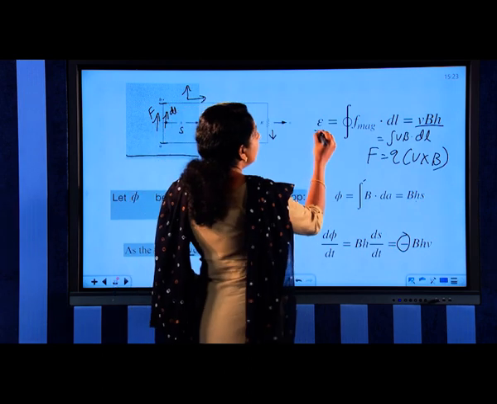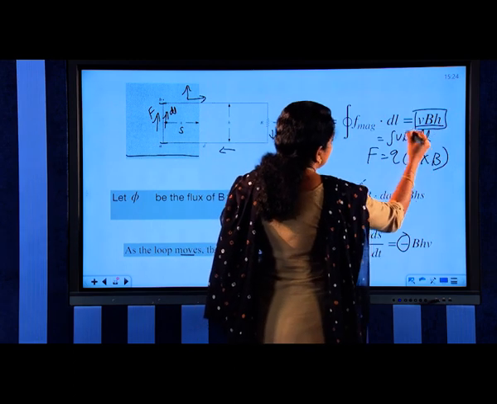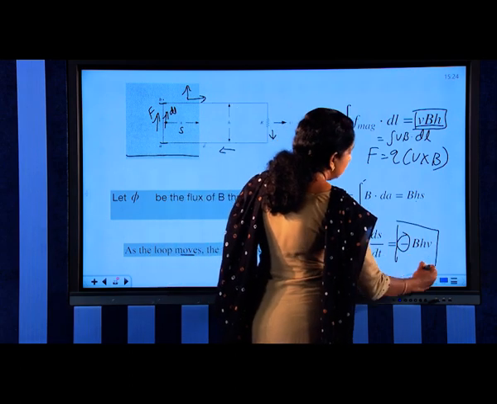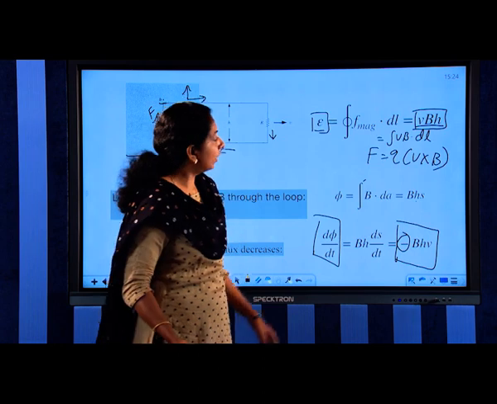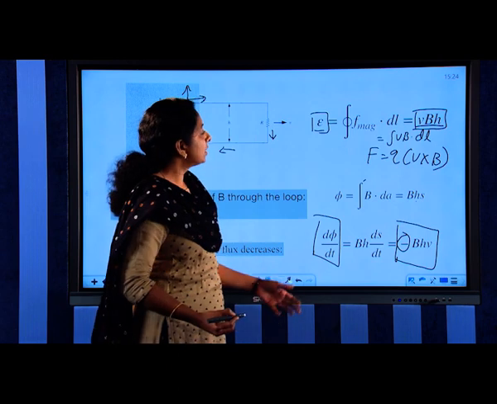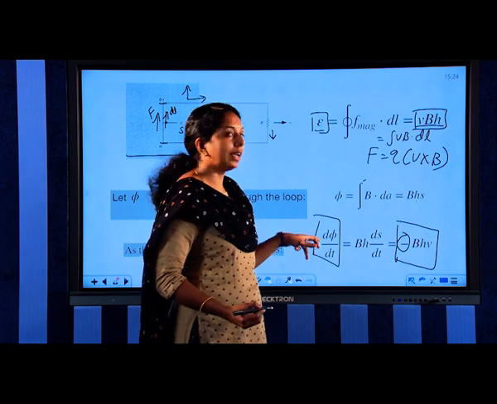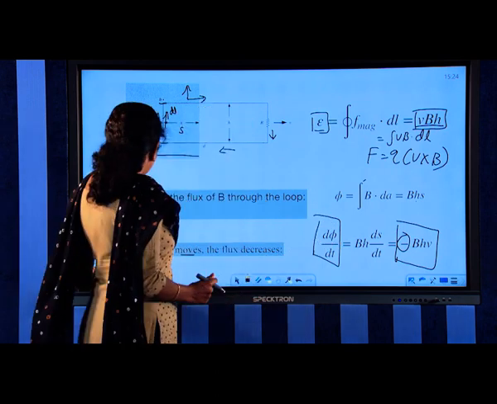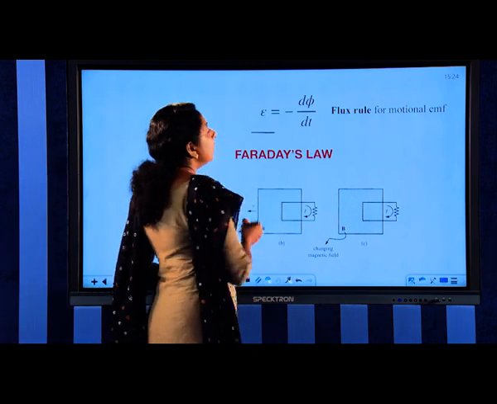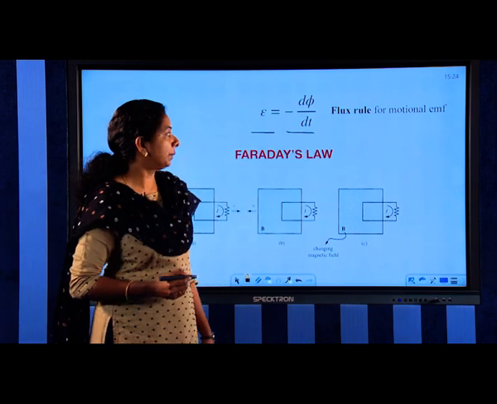So from here it is clear that we got an expression EMF equal to VBH, and here we got an expression d phi by dt is equal to minus BHV. So here we can see that the right hand side is the same apart from a negative sign. So from this we are equating: EMF is equal to minus d phi by dt, that is known as the flux rule for motional EMF, that is, EMF generated is equal to the negative rate of change of flux associated with a loop.